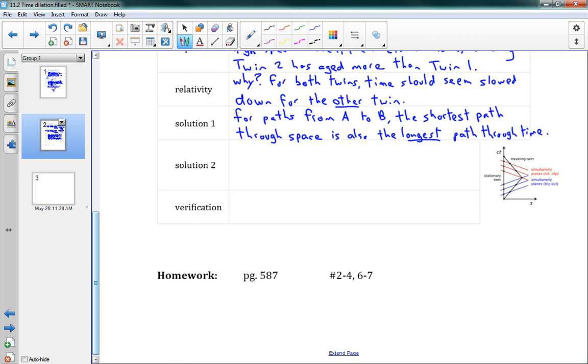Okay, so that's one way of looking at this. And again, it gets into some trickiness of saying, well, is it really a shorter path, what we're experiencing on Earth? Who's to say that that's shorter? And again, it's sort of relative. So solution 2 is maybe a better way of looking at it.